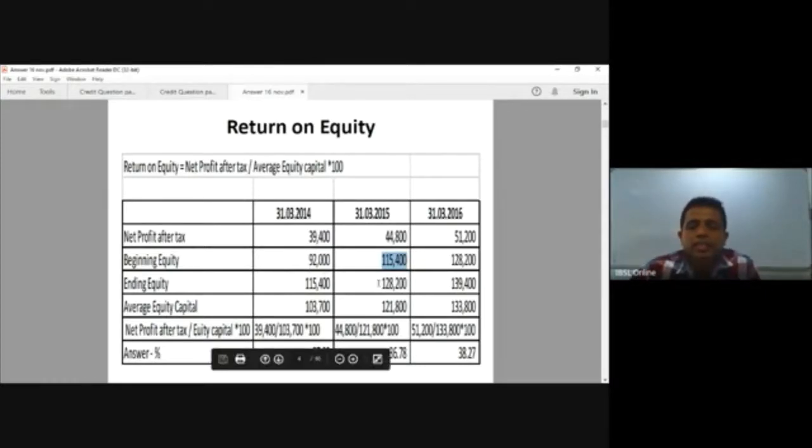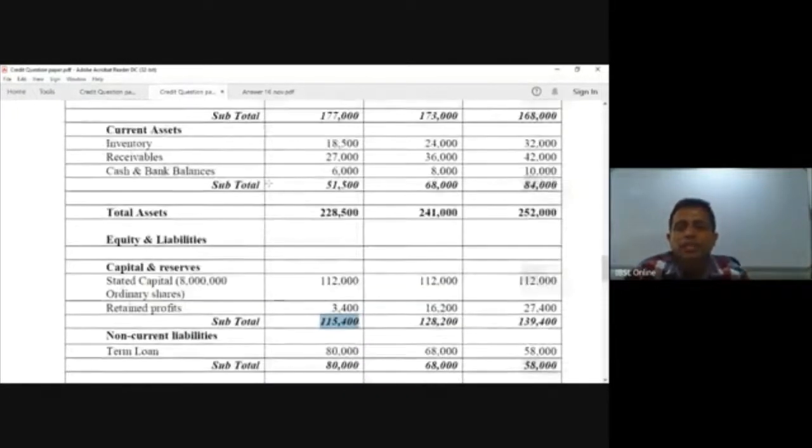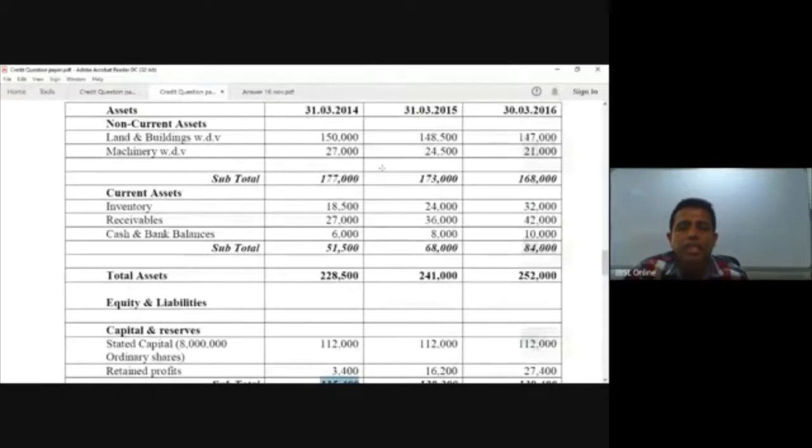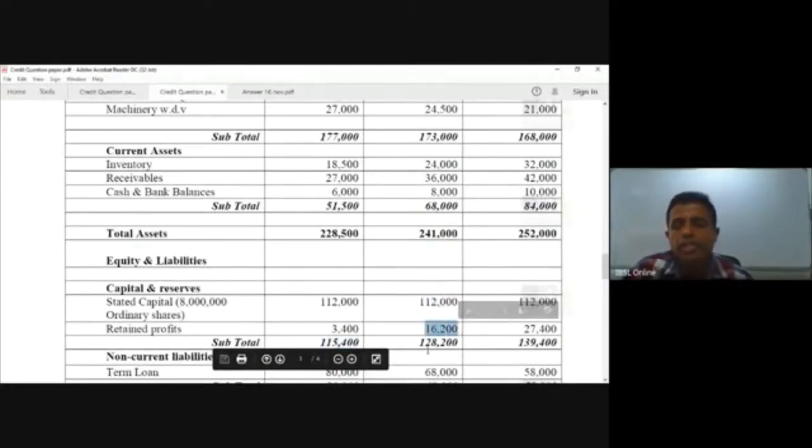Take the 2015 end balance sheet and take the stated capital and reserves. I'm going to the balance sheet again. For 2015, stated capital is 112,000 and the retained earnings is 16,200. Therefore, the ending equity is the addition of those two, that is 128,200.